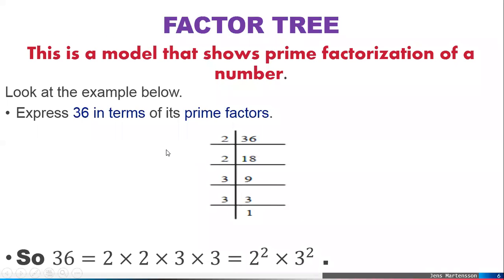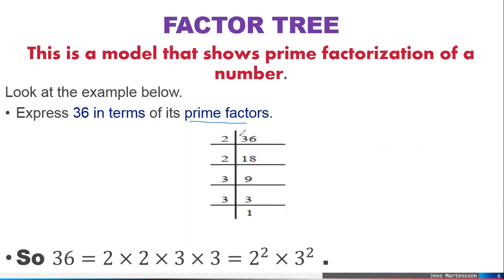Factor trees are basically used to show how prime factorization is done, and in this case we have an example here which shows how factorizing by use of a factor tree is done. A factor tree is basically a table which shows us how we are dividing a certain number, which we are expressing as a product of its prime factors, with the various prime factors.